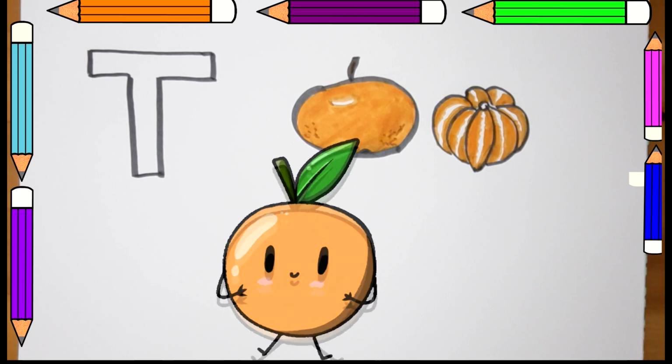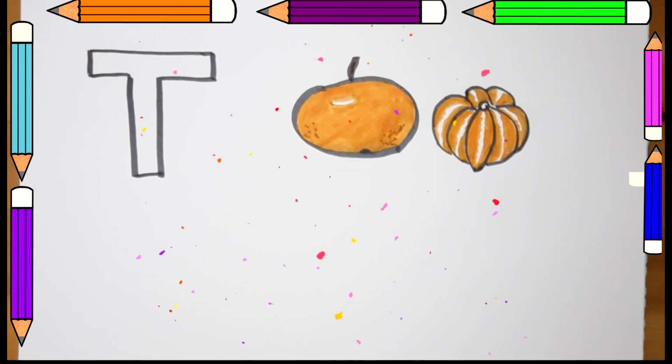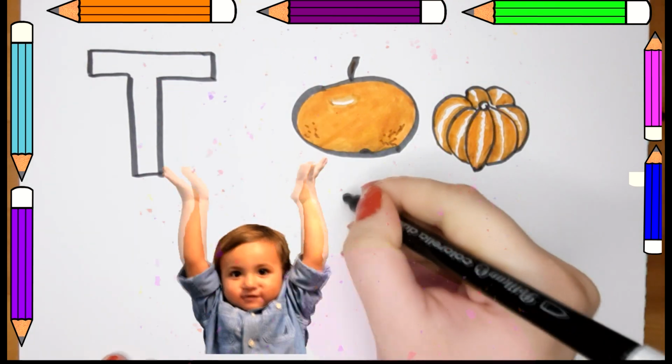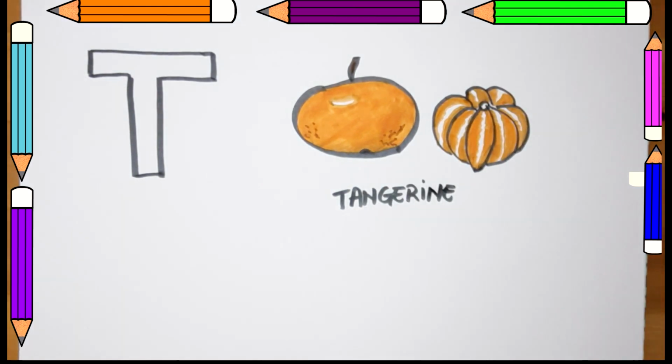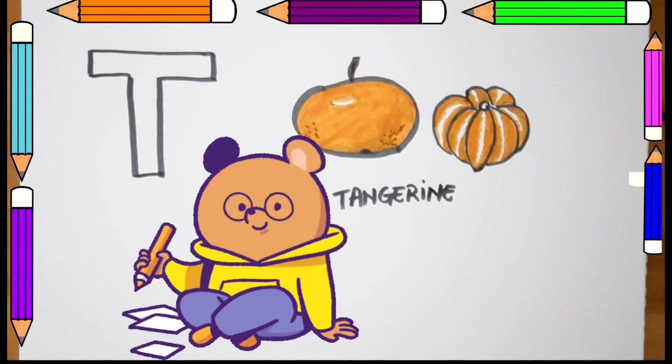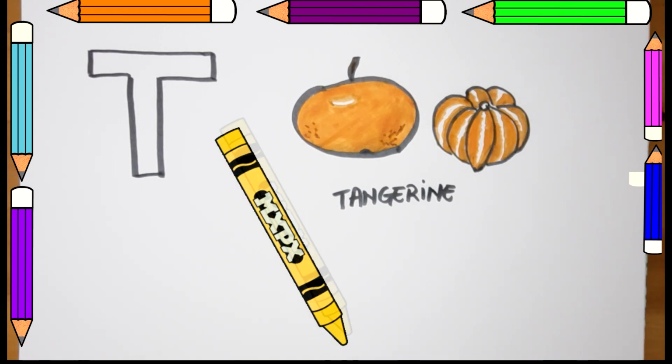There you have it, kids, the small sister of orange, Tangerine. And lastly, let's just color our letter T with yellow.